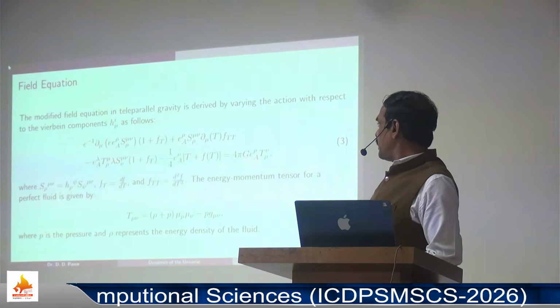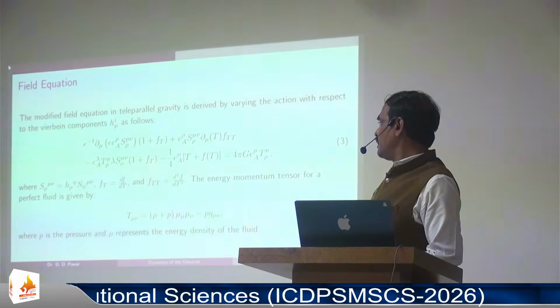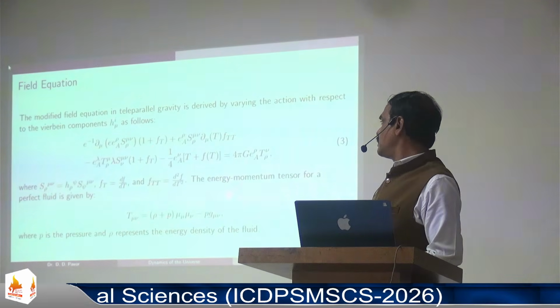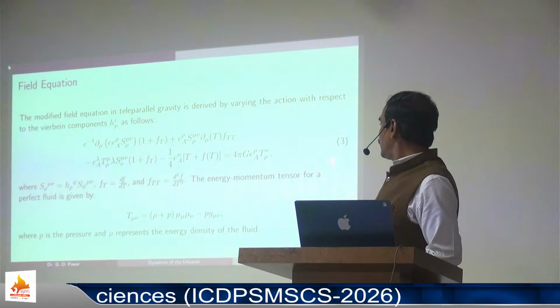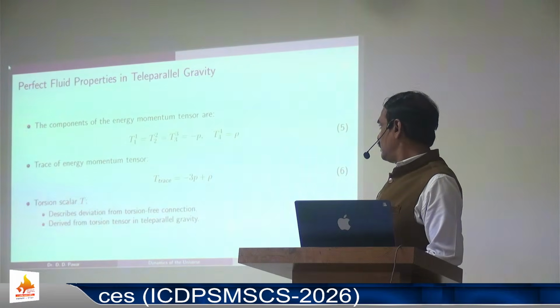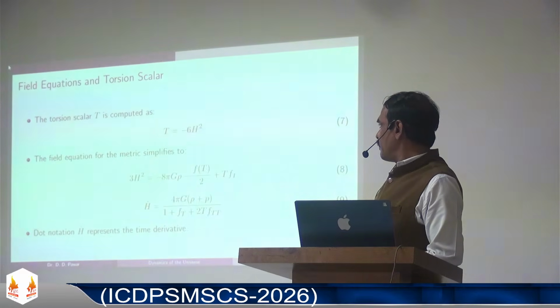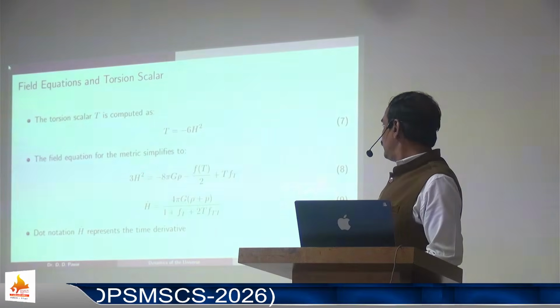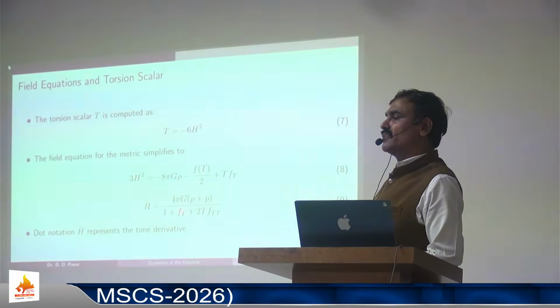One part, the geometrical part, this is the field equation. In this field equation, the matter part is the perfect fluid. We consider equation 3 and 4. After solving equation 3 and 4, we obtain these two equations, equation number 8 and equation number 9.